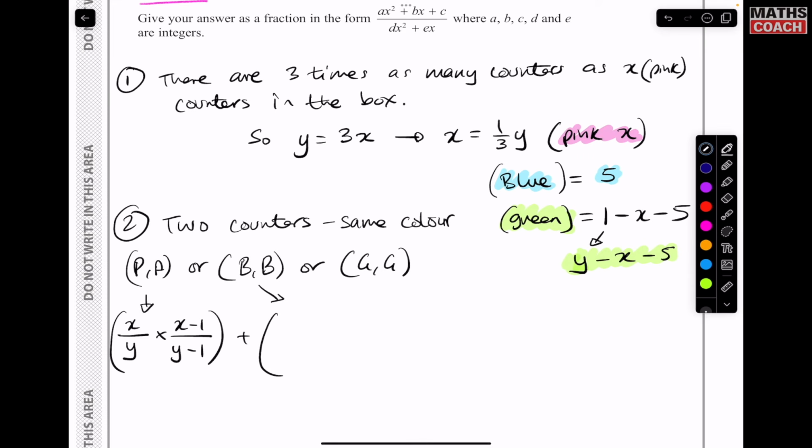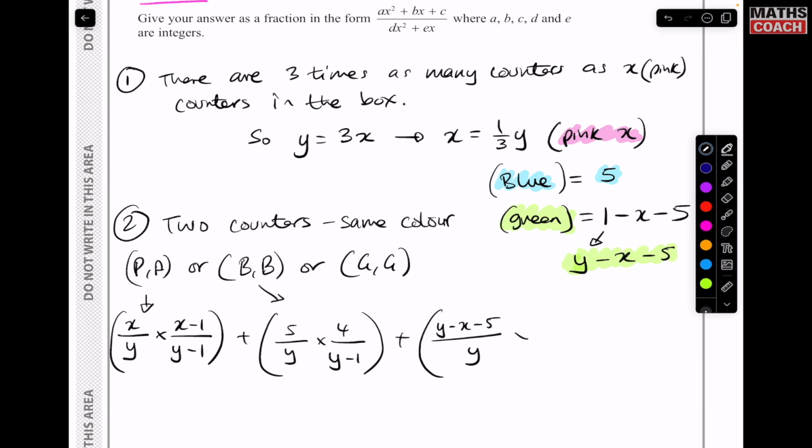Now the blue one. Blue is 5 out of the total, y, times 1 less than 5, which is 4, out of the total, which is 1 less as well. That's blue. Or, once again, and now the green. Now the green gets complicated, so be very careful. The first green is y minus x minus 5 over the total, y. The second green is y minus x minus 5 minus 1, because you take 1 away, and the overall count is y minus 1.